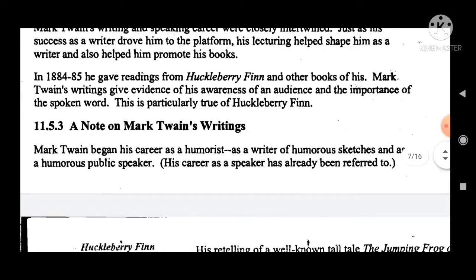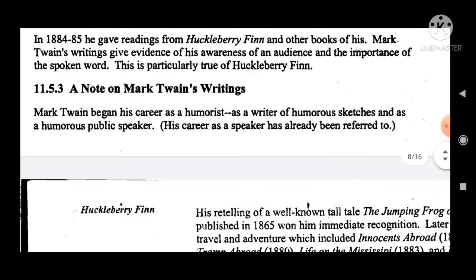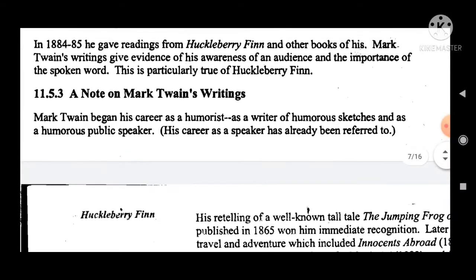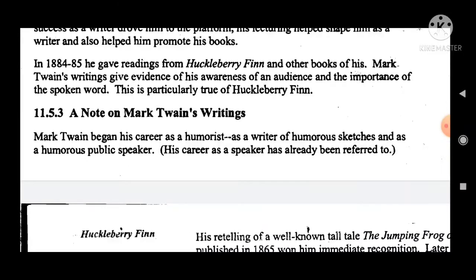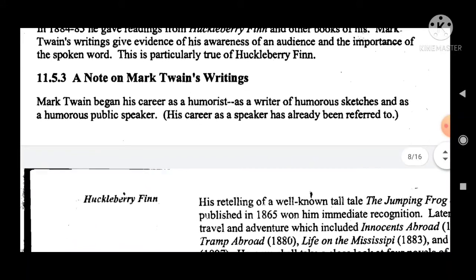In 1884 to 85, he gave readings from Huckleberry Finn and other books of his. Mark Twain's writings give evidence of his awareness of an audience and the importance of the spoken word. This is particularly true of Huckleberry Finn. So his writings were audience-centered writing.